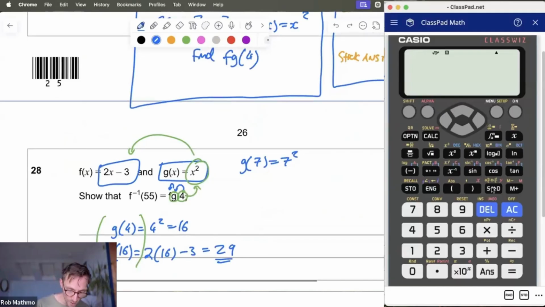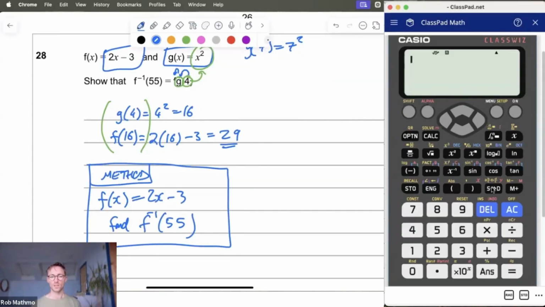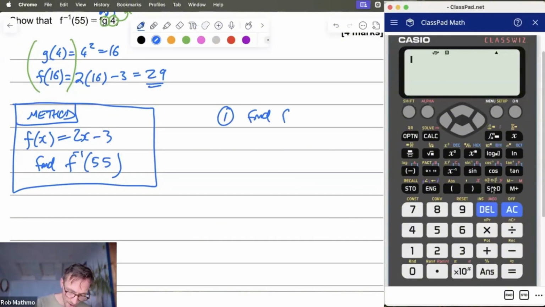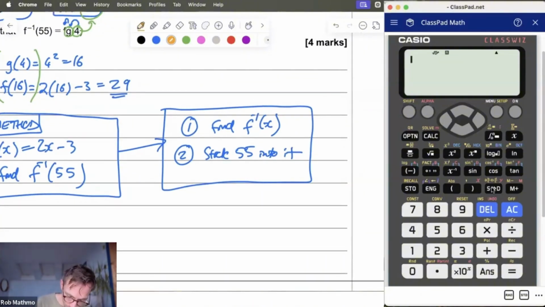Okay, now we're going to do another thing, but for f minus 1. So now we're going to make another card. This is super quick, trying to teach the whole of functions really quickly. I'm doing my best here. The method here is first find f minus 1 of x, and then stick 55 into it. This is the high level idea. You can't immediately find f minus 1 of 55. You have to find f minus 1 of x first, and this is called the inverse function.